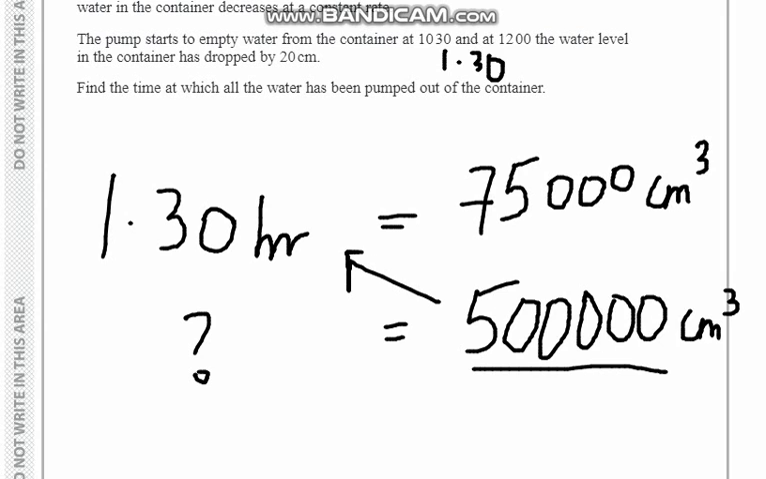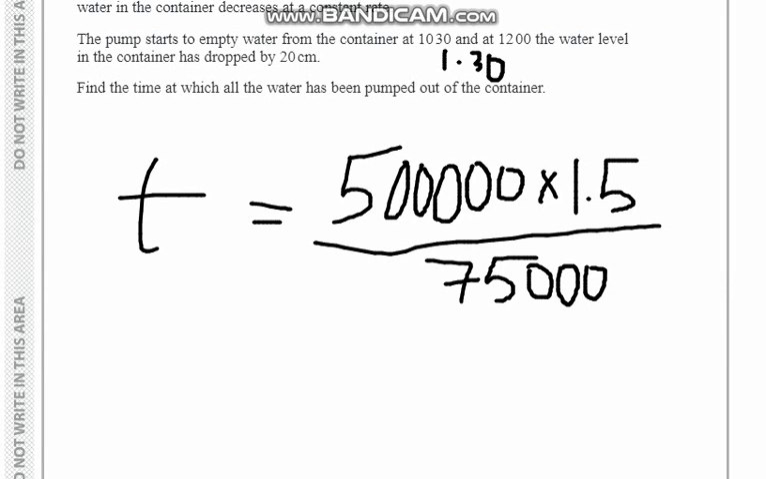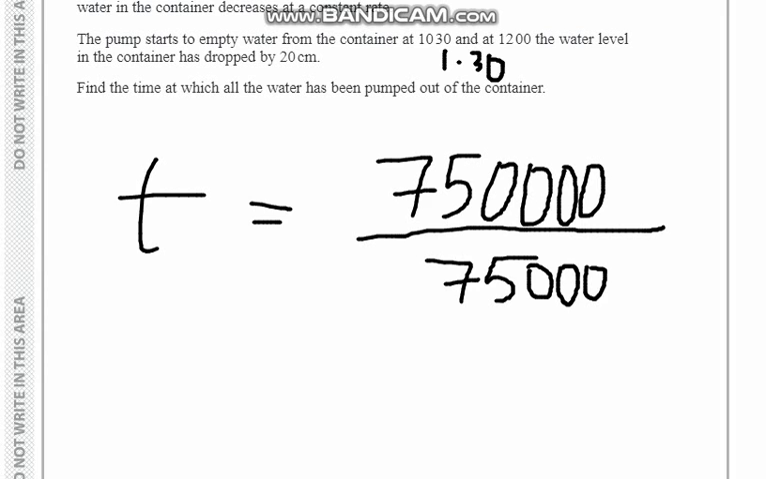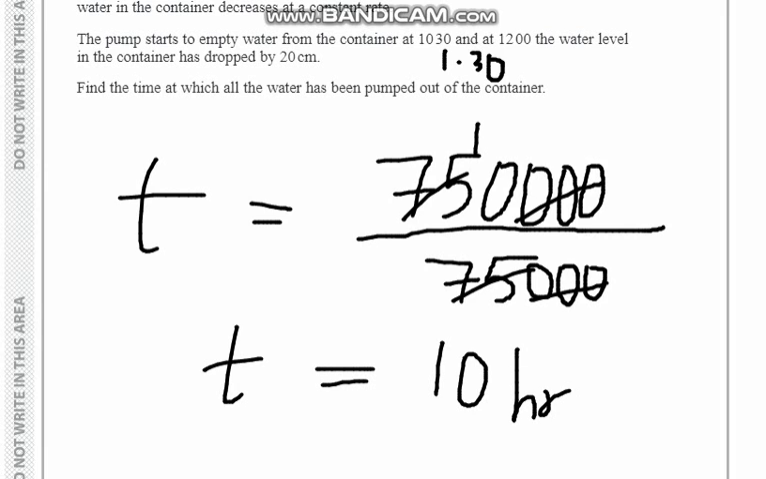500,000 multiplied by 1 hour 30 and divided by 75,000. So I'll write it again: T equals 500,000 into 1.5 upon 75,000. And why did I write 1.5 instead of 1 hour 30 minutes? Because 30 minutes is 0.5 of 60, or 1 hour. The product of 500,000 into 1.5 will give me 750,000. Just cancel these zeros to simplify. Now we are left with 750 by 75, and 750 divided by 75 is 10. So our answer is T equals 10 hours, and that's the time at which all the water will be pumped out of the container.